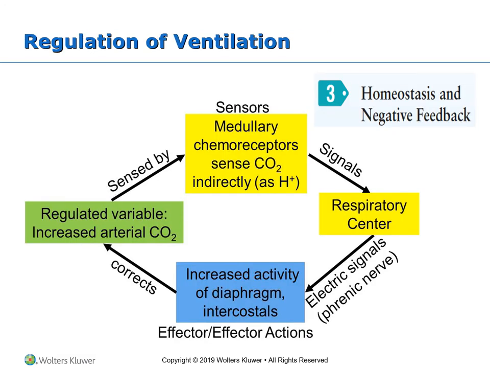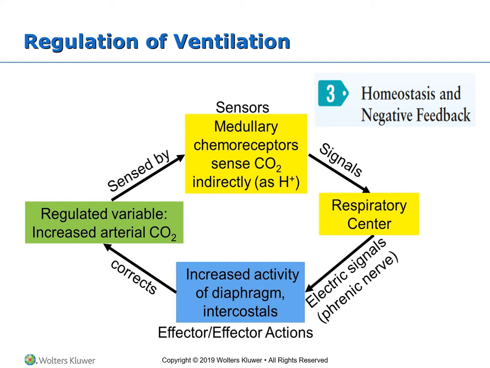Let's summarize now the feedback, which, in terms of homeostasis, is a negative feedback that will regulate the ventilation. Let's start with an increased arterial CO2. That's on the left of your image in green. That will be perceived by the chemoreceptors at the level of the medulla oblongata. However, it can also be perceived by the receptors in the aorta or the carotid artery that will send impulses and alert the same center in the medulla.